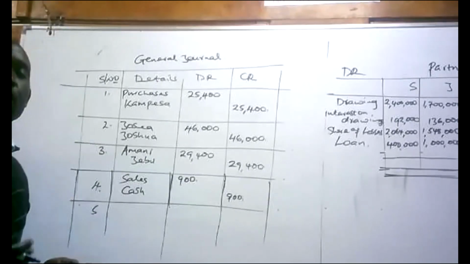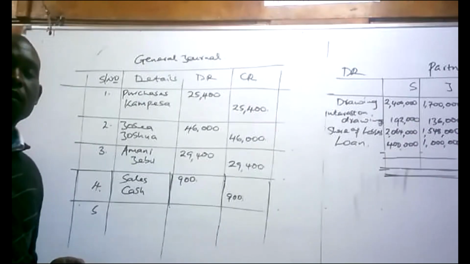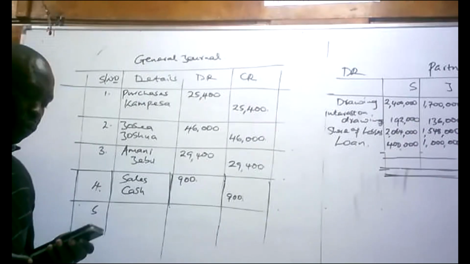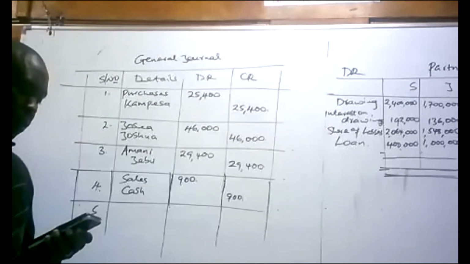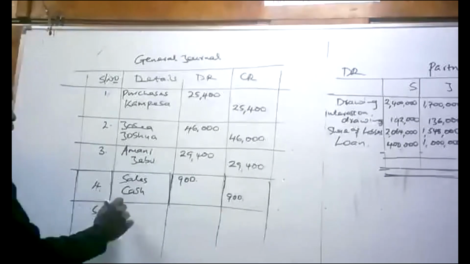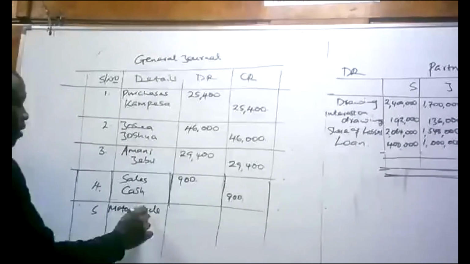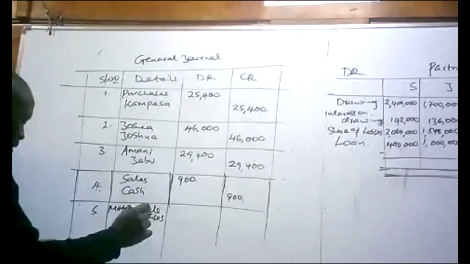When you record it in the motor vehicle account, it simply means that you have bought a new motor vehicle, which is not the case. That is an expense. So we are supposed to do this. Motor vehicle expenses were supposed to be debited in motor vehicle expenses.